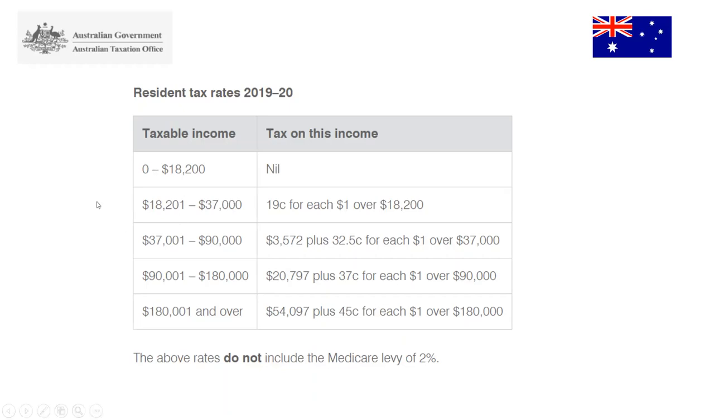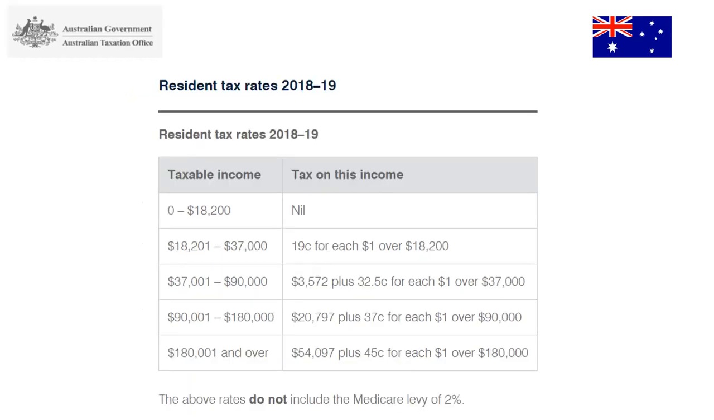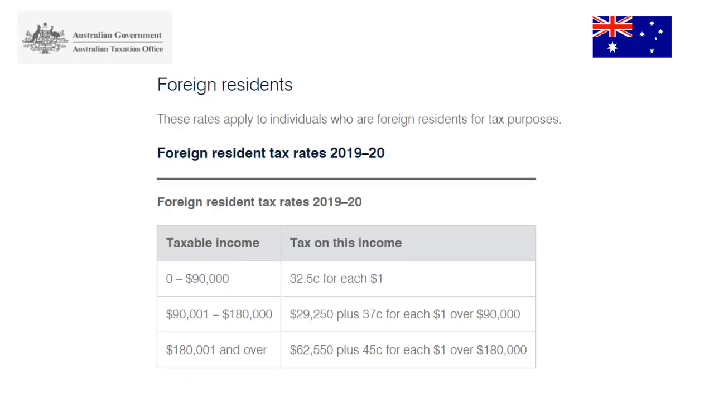Okay, so that is the total resident tax rates for 19-20. I'll not be going into details of 18-19; I'm not worried about it. Similarly, for foreign residents, there are different slabs.